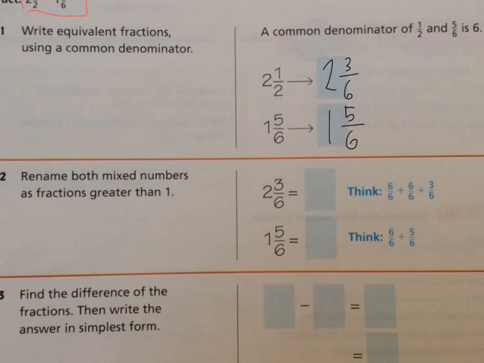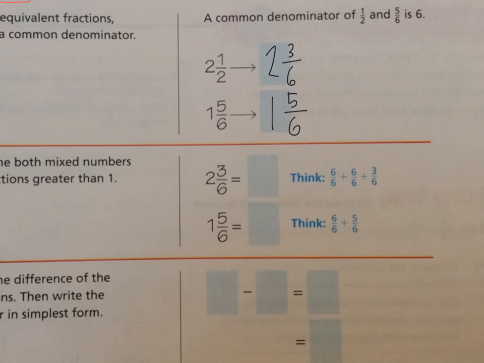So we can think to ourselves that 2 and 3/6 is the same as 6/6 plus 6/6 plus 3/6, otherwise known as how many sixths? 15/6. Okay. Now 1 5/6 is 6/6 plus 5/6, otherwise known as how many sixths altogether? 11/6. Now we can subtract 15/6 minus 11/6. If I have 15/6 and I take away 11 of them, Jason, how many do I have left? 4/6.